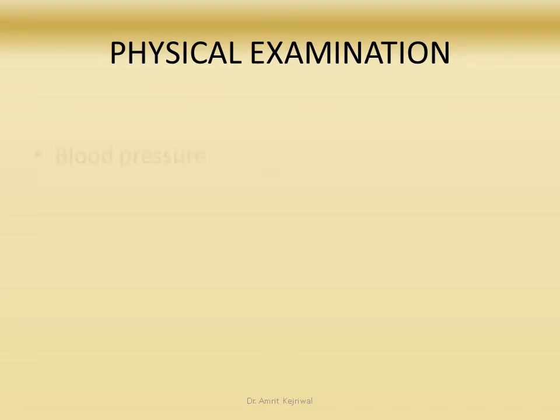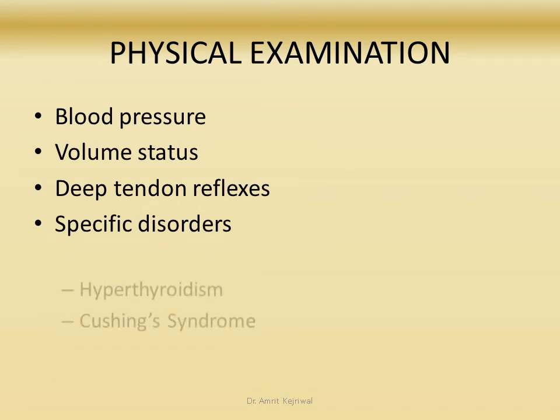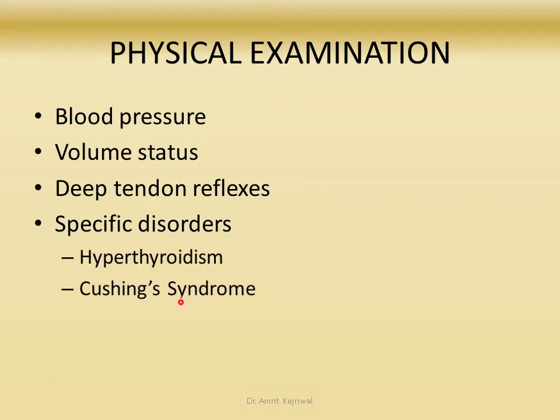Coming to the physical examination, look for the blood pressure. Look for the volume status. Look for the deep tendon reflexes, and look for specific disorders such as hyperthyroidism and Cushing syndrome. These can be recognized clinically generally.